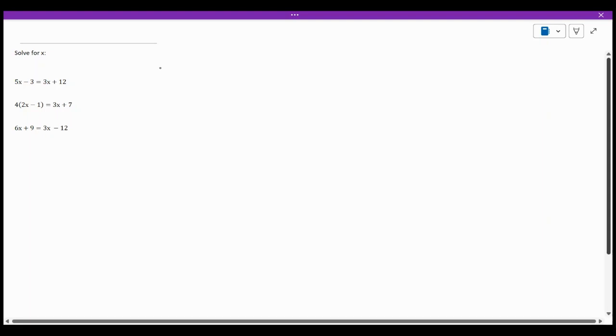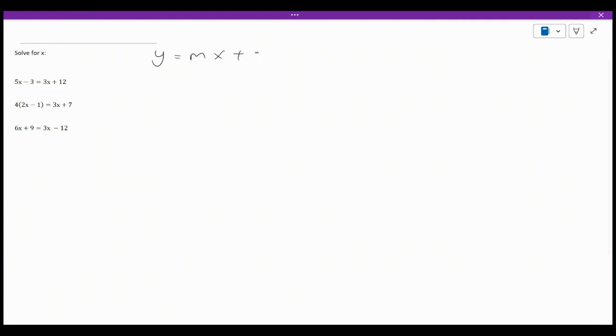Good day, students. So we've entered the topic for equations, right? And there are many different types of equations. But today we're going to be focusing on linear equations. So linear equations come from the straight line, right? y = mx + c.